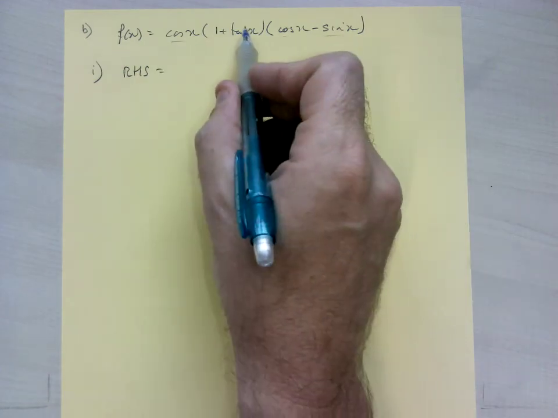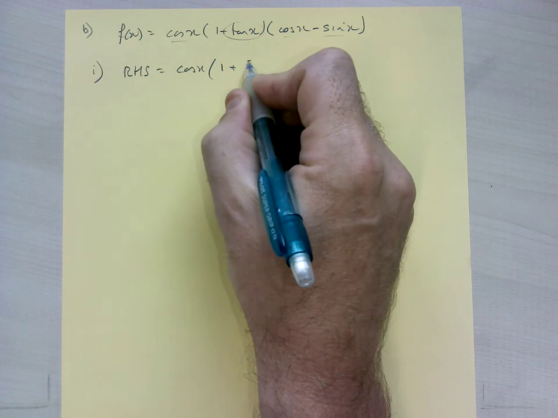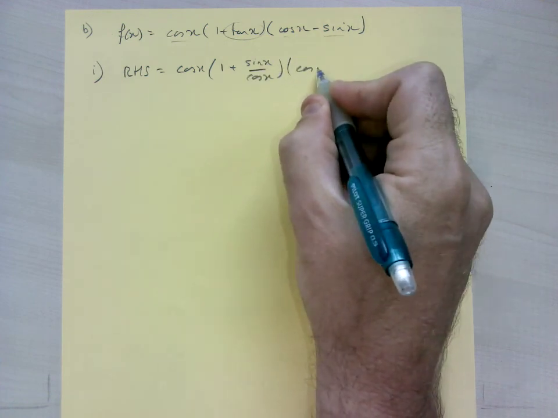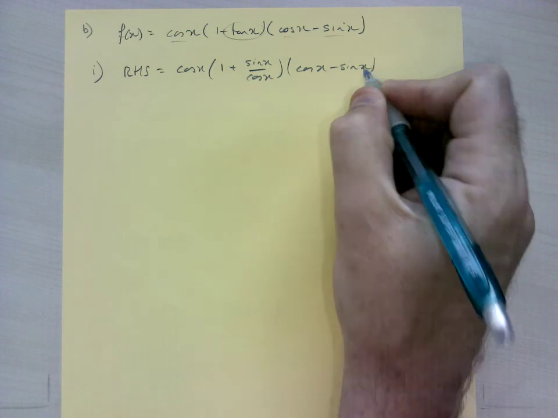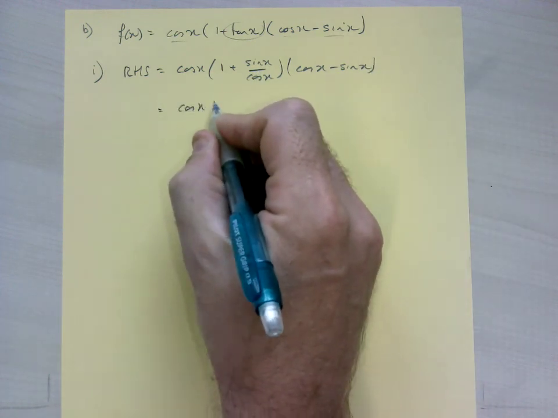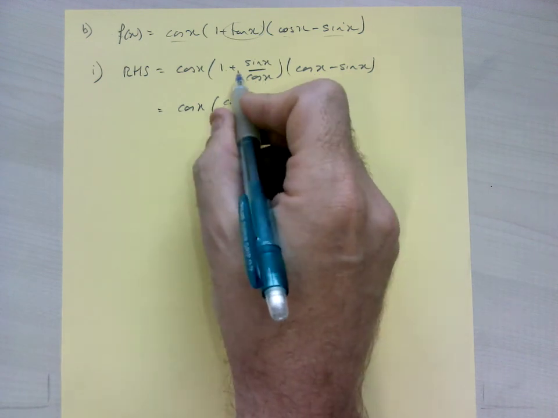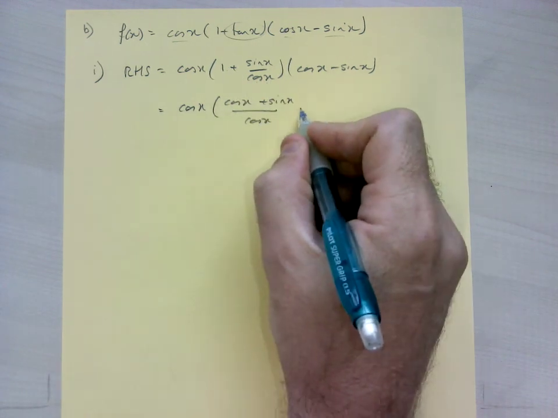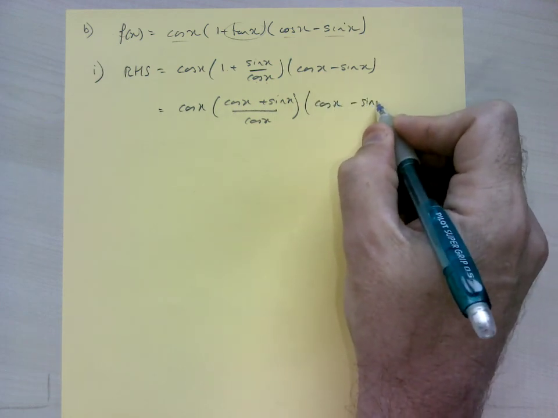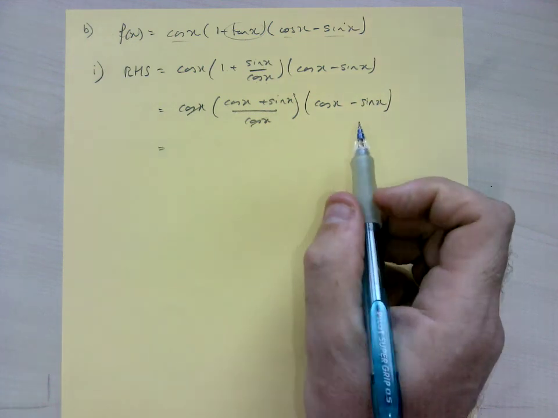Coses and sines, so I'm going to swap that. So let's go cos x (1 + sin x / cos x). Let's leave these as they are, cos x minus sin x. I'm going to cross multiply to get that over a common denominator. Cos x is going to be (cos x + sin x) then over cos x. You can probably see where this is going, minus sin x. The coses here will cancel.